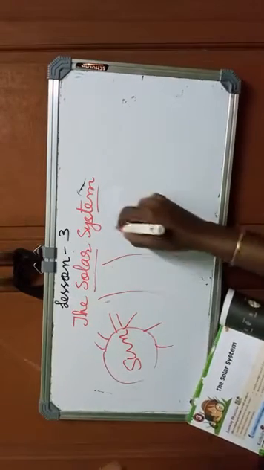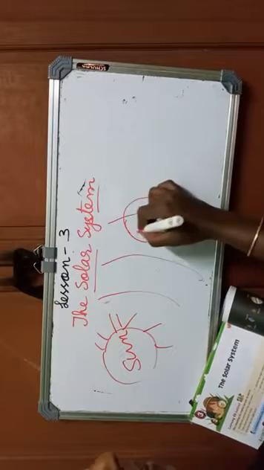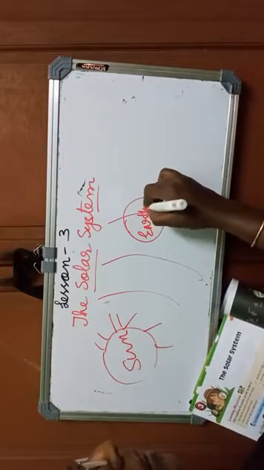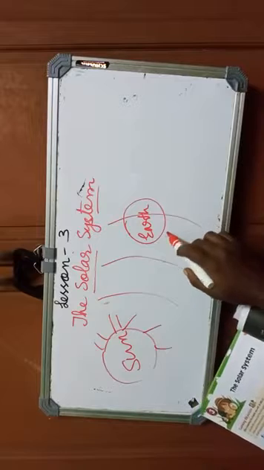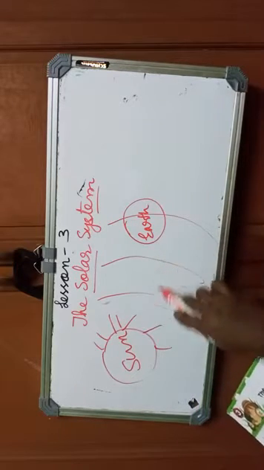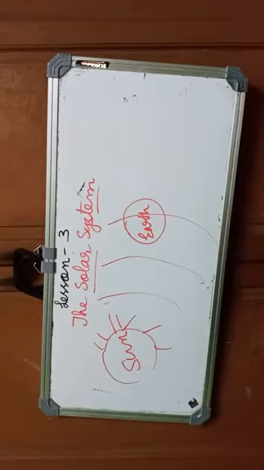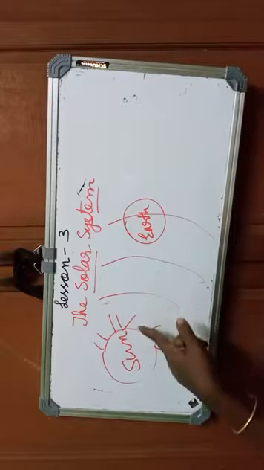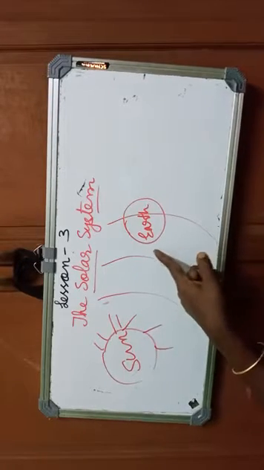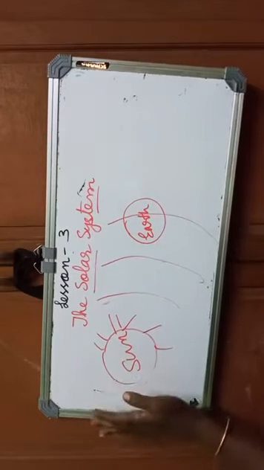And see, if our earth is here, it is the nearest star. So name the nearest star to earth. The sun is the nearest star to earth. And it has a diameter of about 1,392,000 kilometers. It is about 150 million kilometers away from the earth.